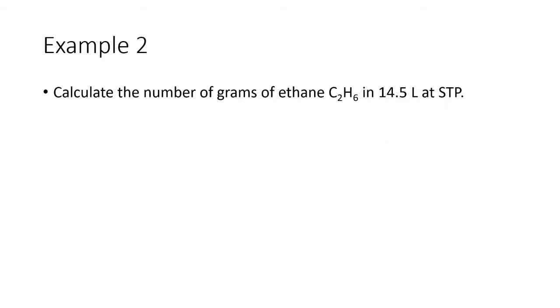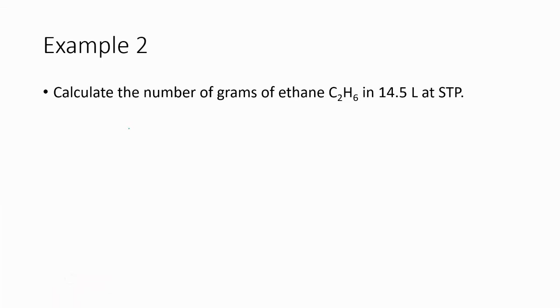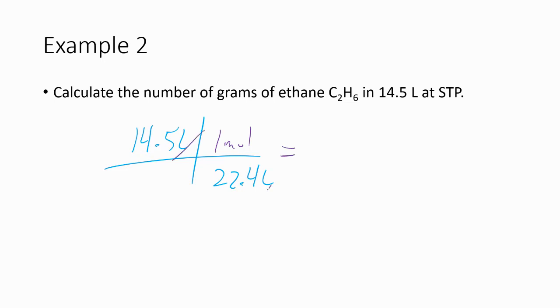How many grams are in 14.5 liters? Same situation. Since it's at STP, you take the 14.5 liters. You know there's 22.4 liters for every 1 mole. That'll give you the moles. All right, so 14.5 divided by 22.4, 0.647.